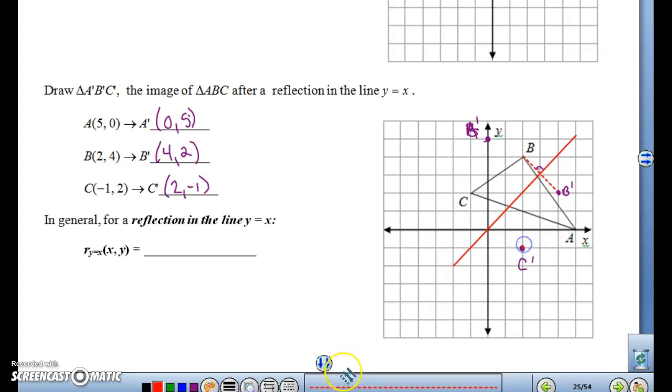Connect your points. Maybe do a solid line here. A, B prime, C prime ends up here. And if you fold on your line of reflection, they line up perfectly. So your rule for the line of reflection, reflect over y equals x, becomes y, x. So those are the rules of reflection that you need to know.